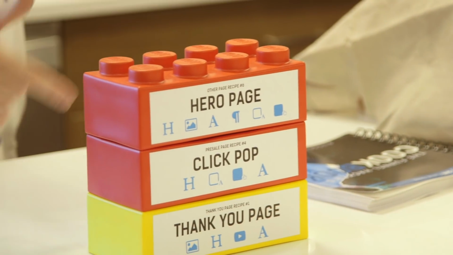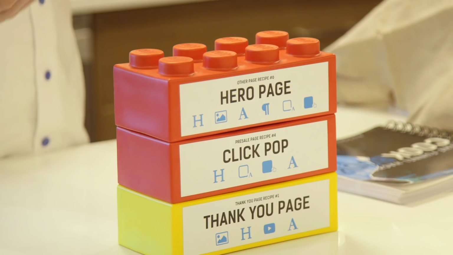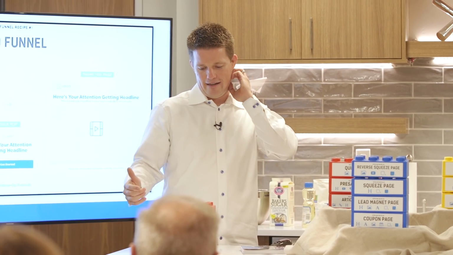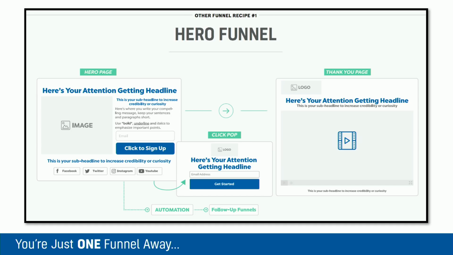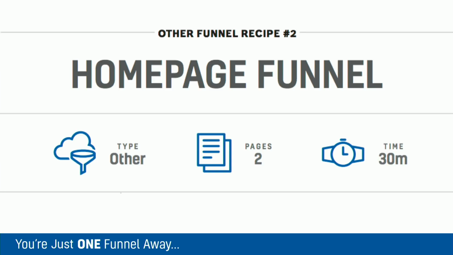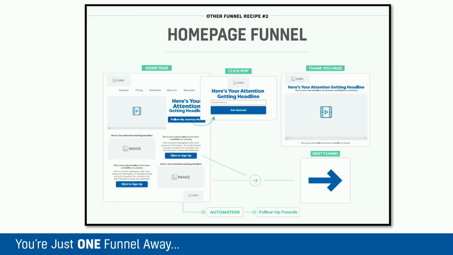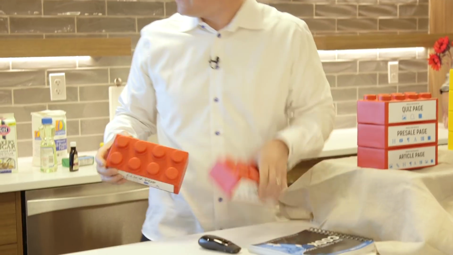In fact, new ClickFunnels onboarding, our first goal is to get everybody to create a hero page. And anyway, you'll see the new process. It's pretty cool. And you get a cool little hero badge that has Batman on it. It's so awesome. So there's a hero page. All right, number 2 is our homepage funnel. So this is where you have a traditional style homepage. Click pops coming back in, and then we've got thank you page again.